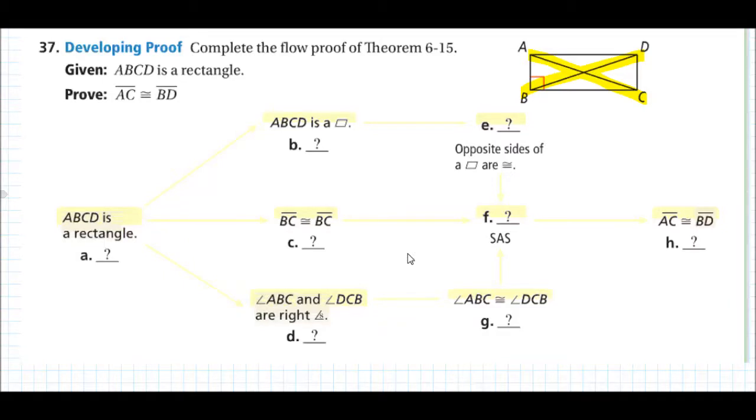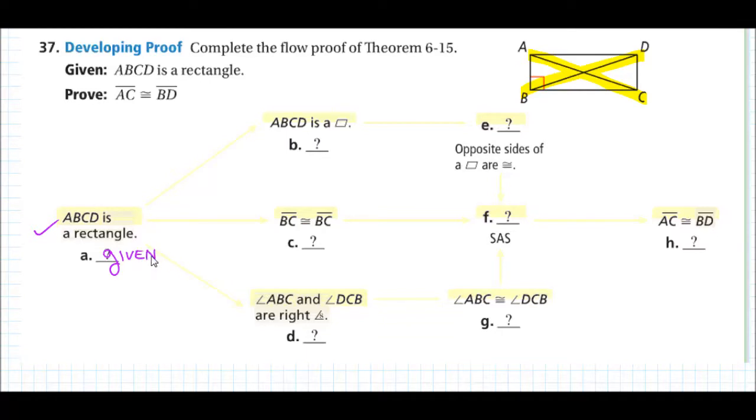It's a quick proof. Complete the flow proof for theorem 6.15. ABCD is a rectangle. That's given. We got to prove the diagonals. Already highlighted them. We got to prove the diagonals congruent. So step A, ABCD is a rectangle. Yes, it is. Why is that? Well, it's because it was given to us.